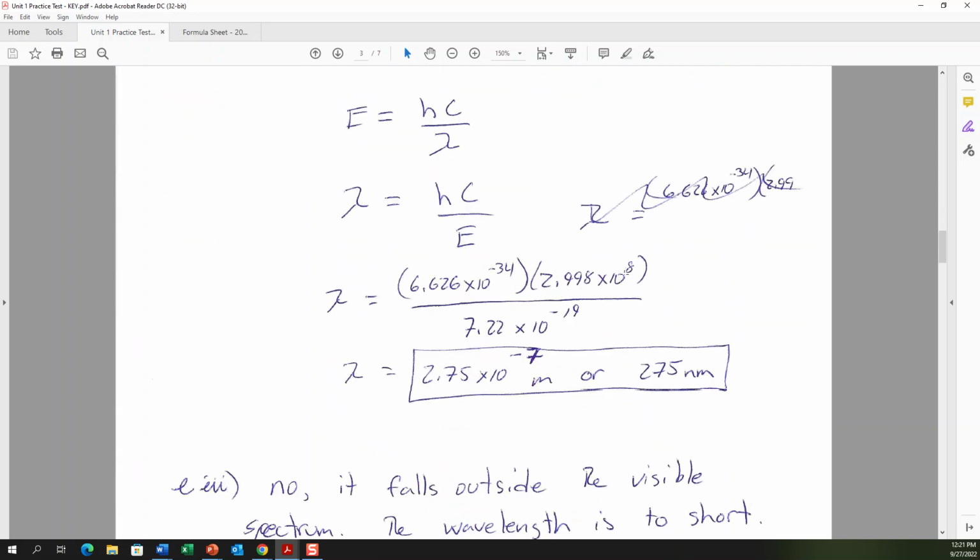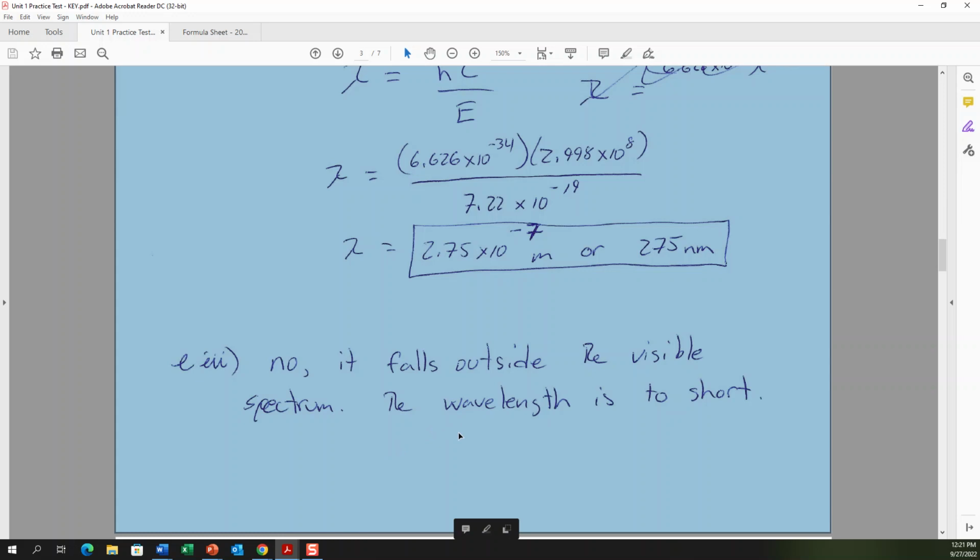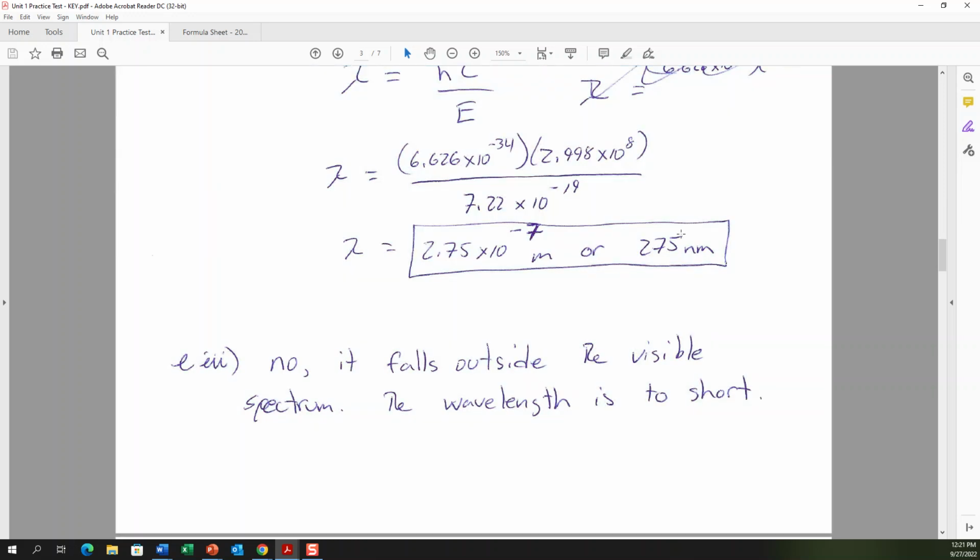If you use times 10 to the 17 here for the speed of light instead, that would be nanometers. And then the very next question on the test asks, would we be able to see it? Remember, our visible range is between around 400 nanometers and 700 nanometers, and this falls out of that range, so no, we would not be able to see it. It's too short. We can see 400 nanometers, but we can't see 275 nanometers. All right?